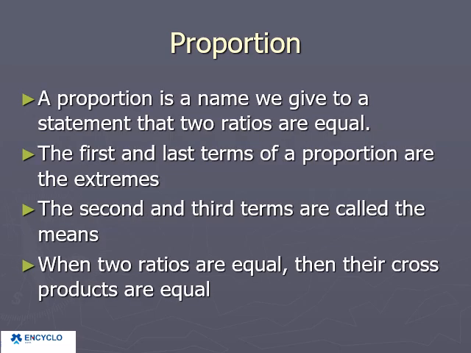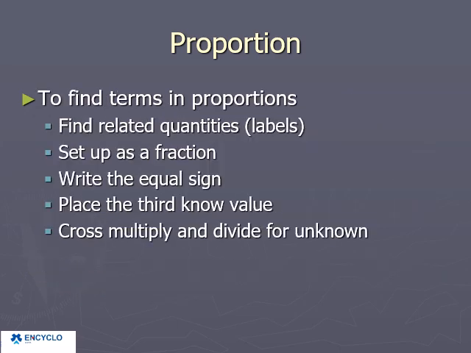A proportion states that two ratios are equal. In any proportion, the first and last terms are called the extremes, while the second and third terms are the means. If two ratios are equal, their cross products will also be equal. To solve proportions, set up related quantities in fraction form, place the known value, cross-multiply and divide to find the unknown term.